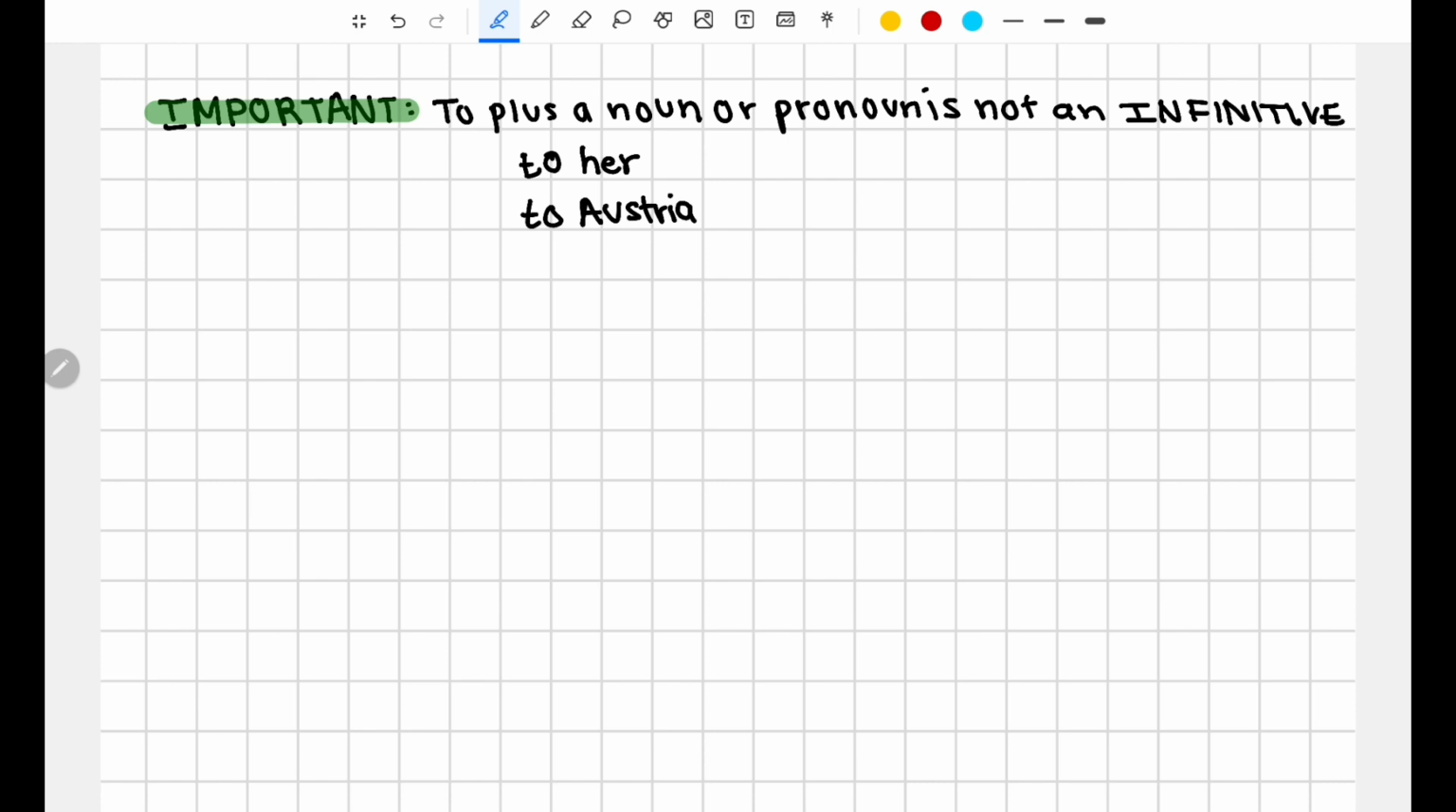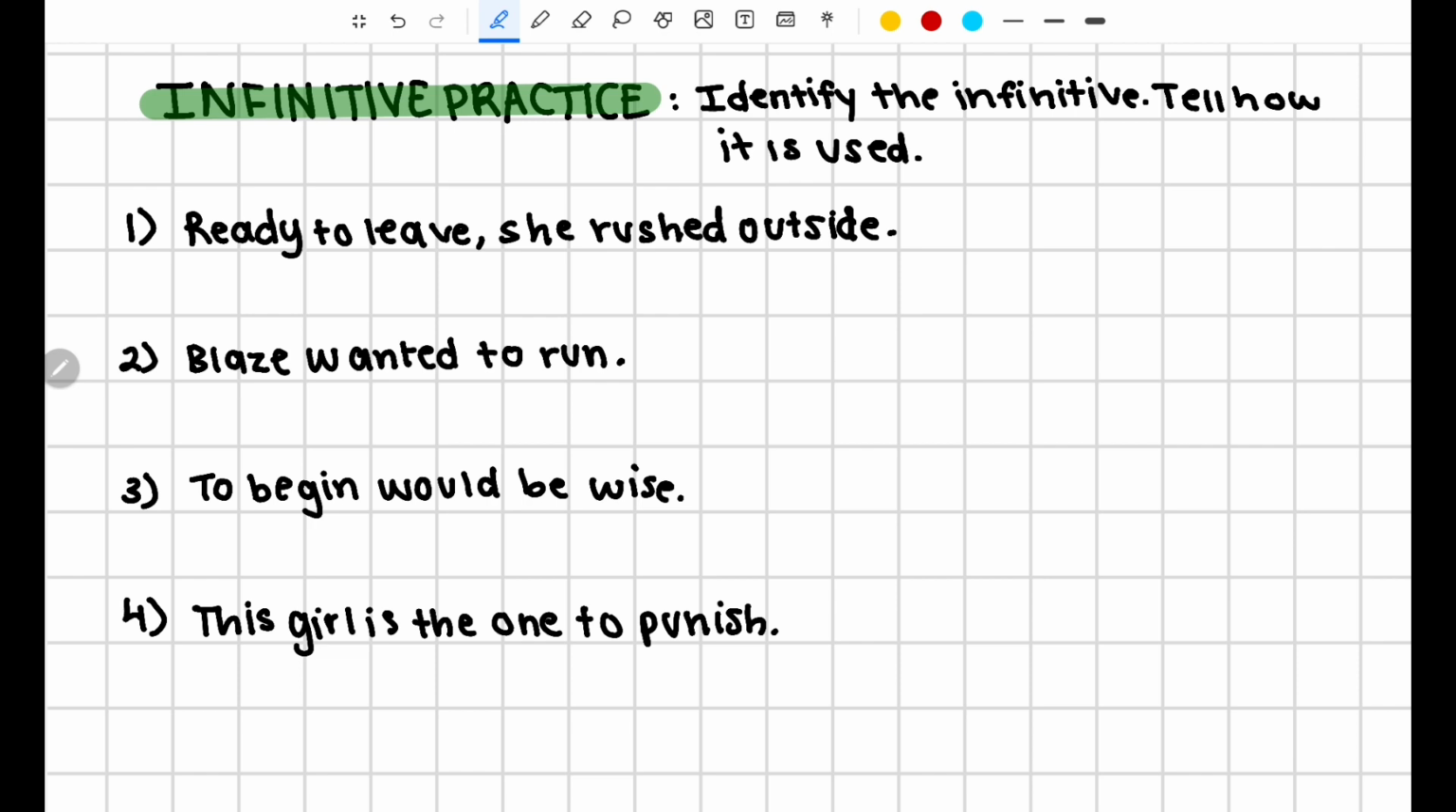These are prepositional phrases, which we will talk about in one of the next videos. But right now we're talking about infinitives. With a noun or a pronoun, to does not signify that it is an infinitive or an infinitive phrase, which we will get onto in a minute. It is a prepositional phrase, so make sure you do not confuse those two things, because they are very separate and they are very different.